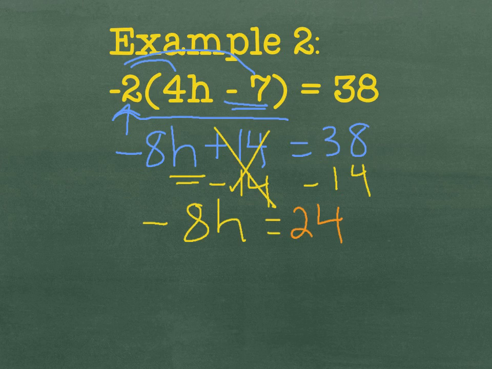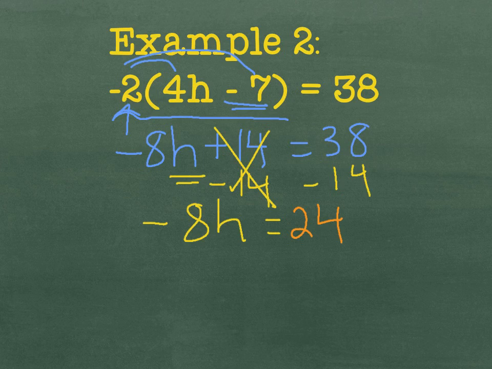Then to get h by itself, now I'm only left with doing the inverse. Now be a little bit careful here. What I'm looking for is the operation. So is negative 8 being added, subtracted, multiplied, or divided by the h?